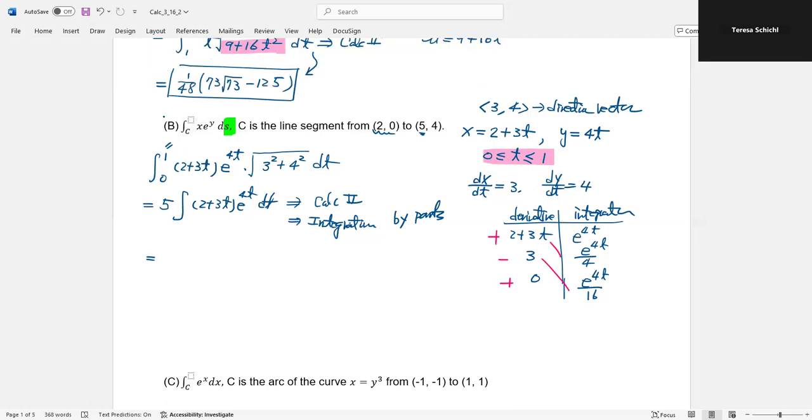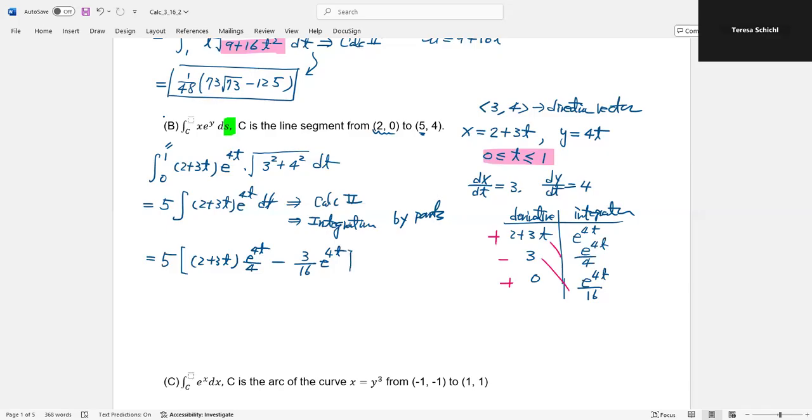Let's leave the 5 outside. So the final integration will be this number times this number. So it's (2 + 3t) times 4e^(4t) here, right? Then minus 3 times 16e^(4t) here, all right?